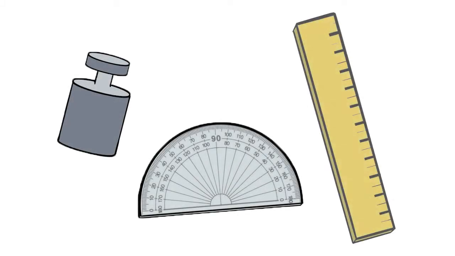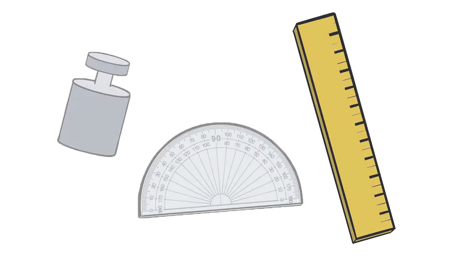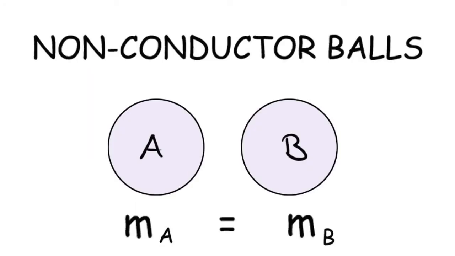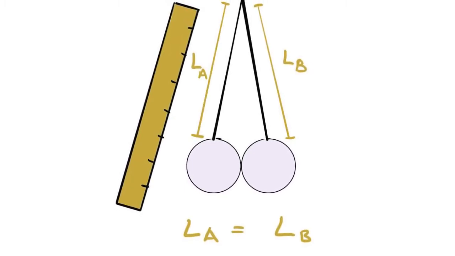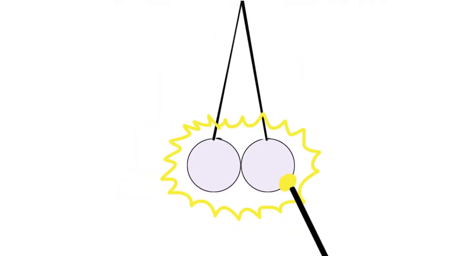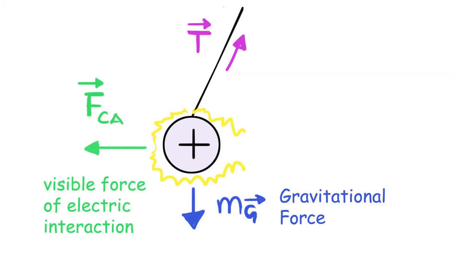Let's create a virtual experiment with the help of weight, protractor, and ruler. First, create 2 non-conductor balls. Weigh the balls with the help of virtual weight. Suspend the balls to the ceiling with the help of non-conducting and non-electrifying threads. Measure the length of the threads. Electrify the balls. Remove the connections to the left ball and substitute the inclined thread with the vector T of the tension of the thread.